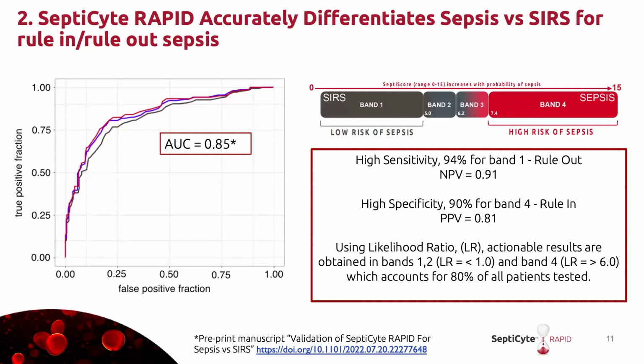It accounts for 80% of the patients falling into bands 1, 2, and 4, with band 3 being a small area of patients where ancillary tests can be used to help drive that diagnostic process one way or the other.